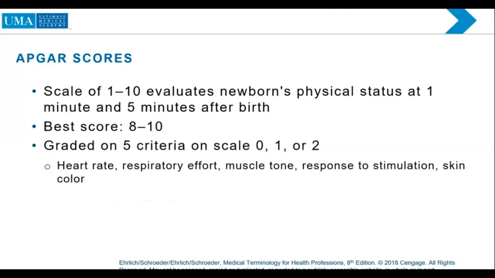APGAR scores are a scale of 1 to 10 that evaluates newborns' physical status at 1 minute and 5 minutes after birth. The best score is 8 to 10. It's graded on 5 criteria on a scale of 0, 1, or 2. They look at the heart rate, respiratory effort, muscle tone, response to stimulation, and skin color.